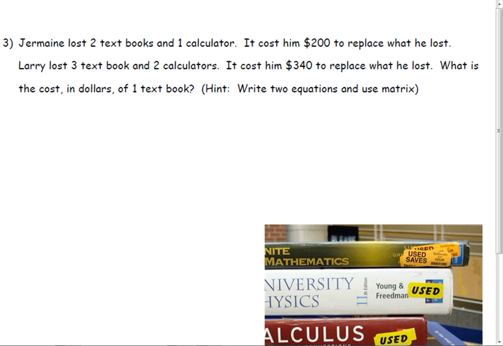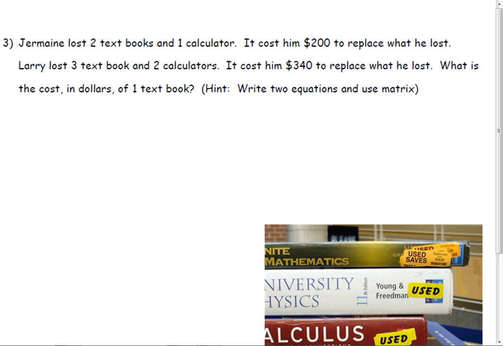Okay. Germaine. And by the way, if you go to college, the books are extremely expensive. A math book is about 200 bucks. You have to work on this too, so we'll work on this right now. Otherwise, you're missing this. Now, Germaine lost 2 textbooks and a calculator. It cost him $200 to replace what he lost. This would be cheap. You really want to go buy used books if you can.